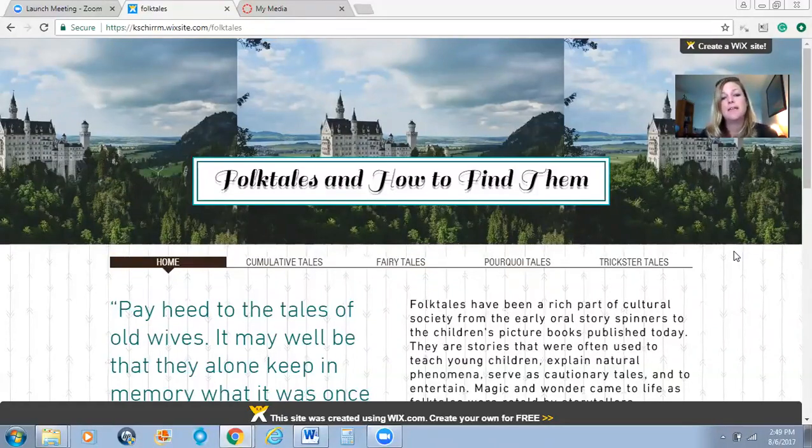I wanted to talk about folktales because I feel like there's a lot of ambiguity with folktales and the categories they all fall into, so I chose four here to talk about.